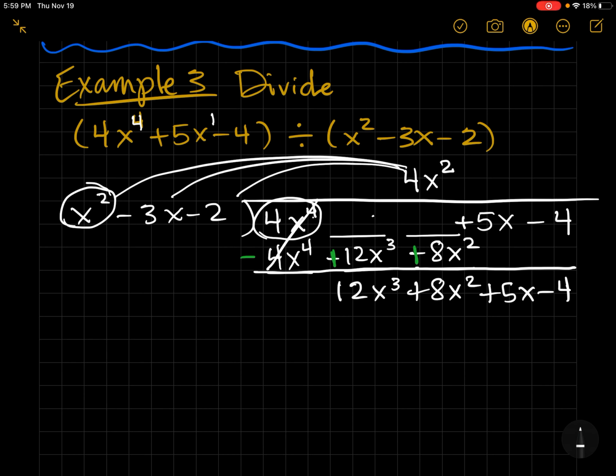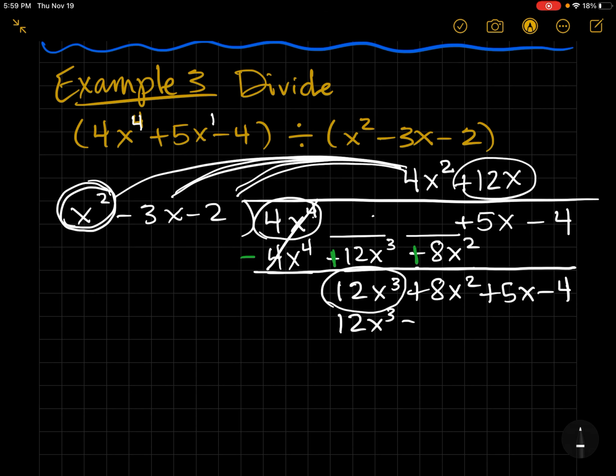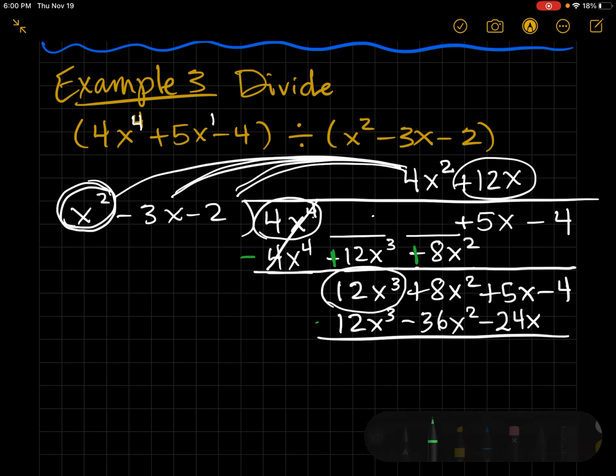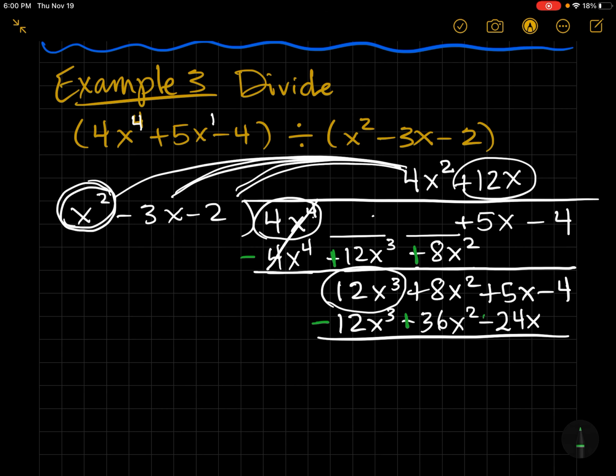Now I'm asking myself, how many times does x squared go into 12x cubed? Okay, so I need a 12x here. And I get 12x cubed. And I'm distributing to all three. Don't forget, you got to go all three. So that times all three. Now I get a negative 36x squared minus 24x. Change all those signs because we have to subtract.